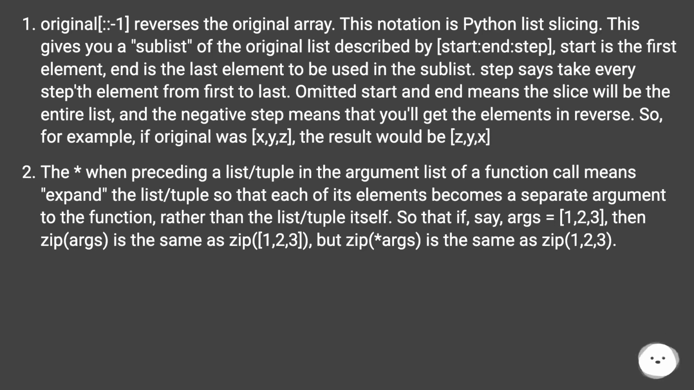The asterisk, when preceding a list or tuple in the argument list of a function call, means expand the list or tuple so that each of its elements becomes a separate argument to the function, rather than the list or tuple itself. So that if, say, args equals 1, 2, 3, then zip(args) is the same as zip((1, 2, 3)), but zip(*args) is the same as zip(1, 2, 3).